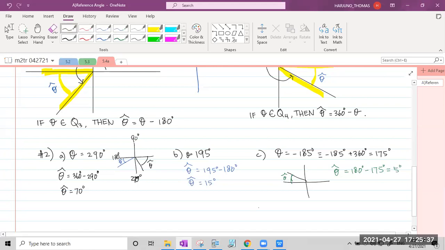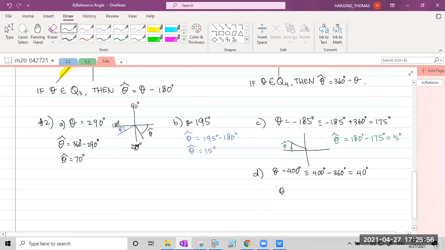What happens if we have theta equals 400 degrees? Oh, that's more than 360 degrees. Let's find the coterminal angle. Subtract 360 degrees. That's 40 degrees. But that's in quadrant 1. So the reference angle must be the same.